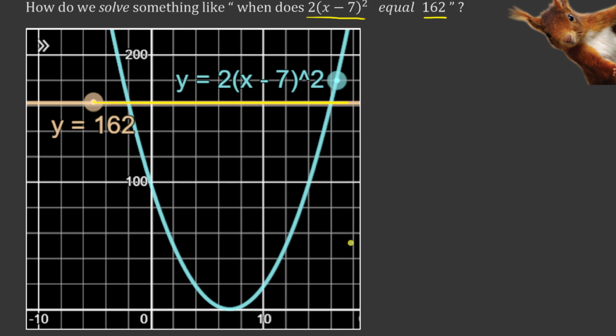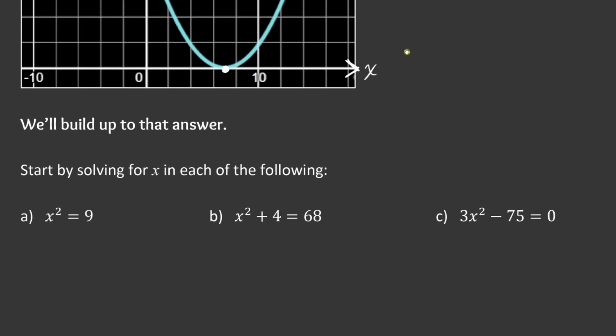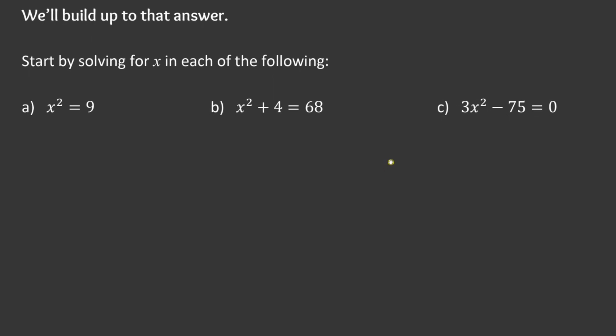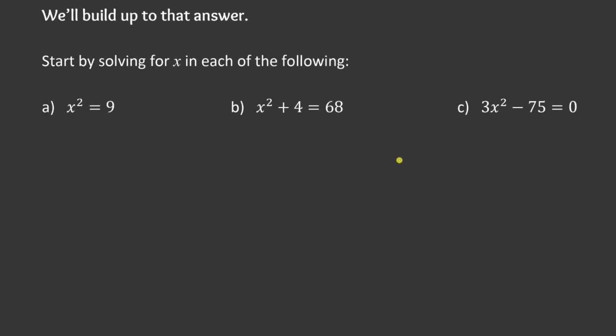And I know that the graph isn't exactly wonderful, but hey, it is what it is. So here's my y-axis, here is my x-axis down here. So this would be my vertex, and we're trying to figure out that value. So we're not going to do it from the graph. That'd be very difficult to eyeball and figure out, especially if it's a decimal value. So here's what we're going to do. We're going to build up to that answer. We're not going to get that answer right away.